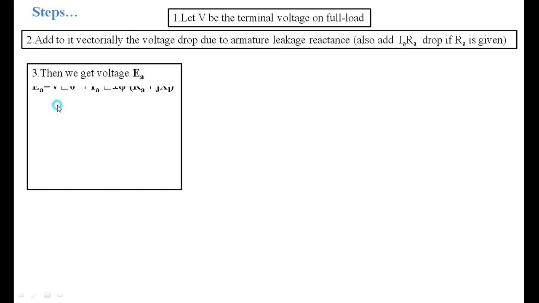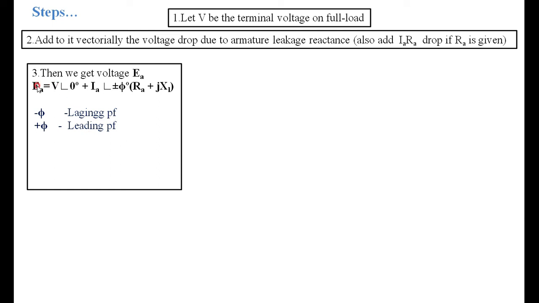How I am calculating it here is: EA is equal to V at an angle of 0 degrees, because I am taking this as the reference, plus IA at an angle of plus or minus phi, depending upon the power factor, times RA plus jXL. XL I am getting from the Potier triangle. RA is a given quantity. Rated current we know, and at the same time the terminal voltage I also know. Therefore you have to find EA. This is minus for lagging, plus for leading.